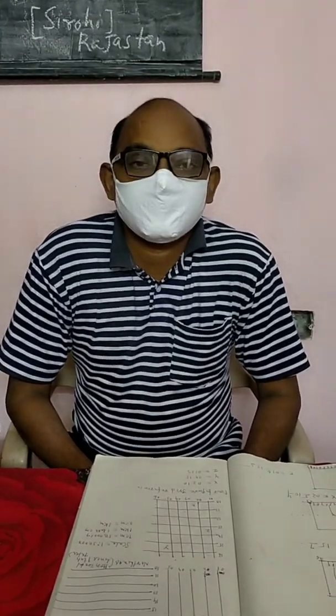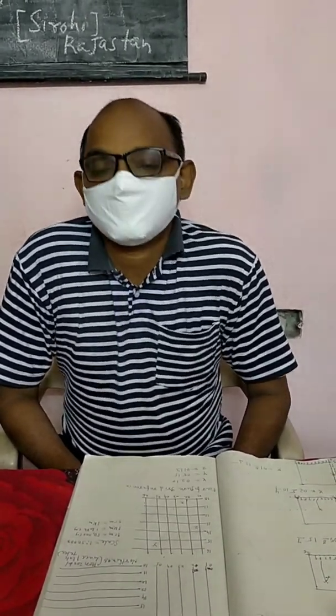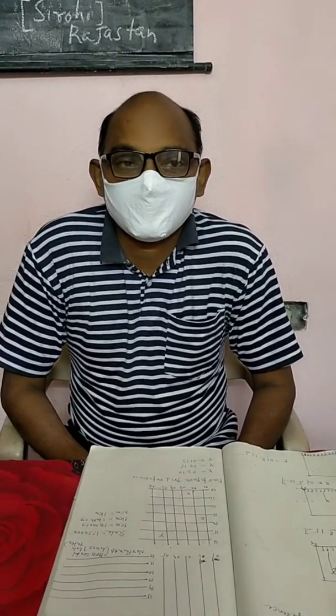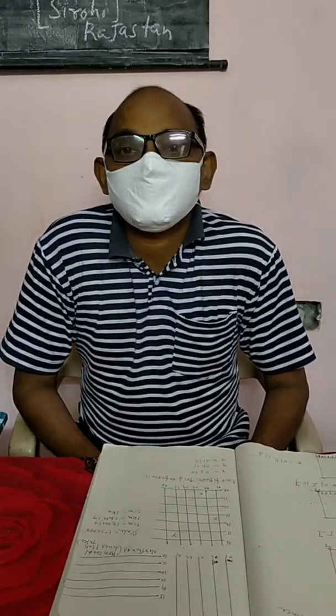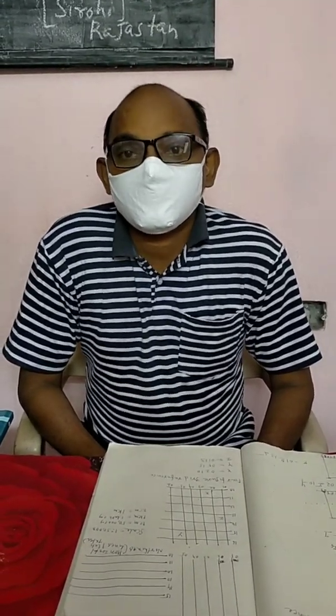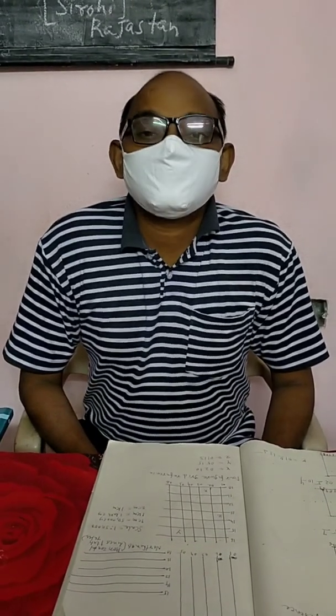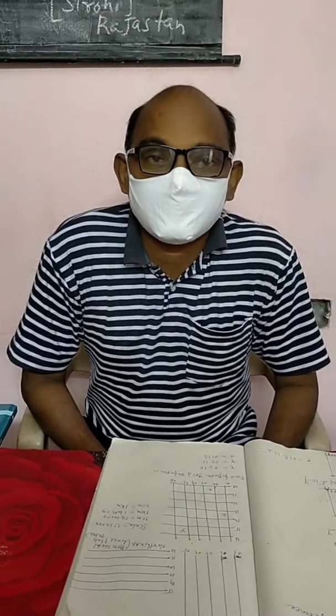Today's topic is grid references, four figure and six figure grid reference. First, what is a grid? A grid is a set of lines, latitudes, and longitudes. These are imaginary lines that are drawn on the globe to find the exact location of the place on a map.